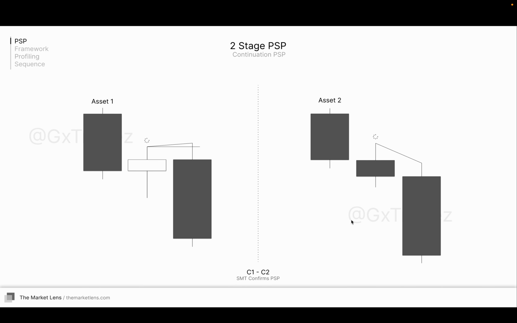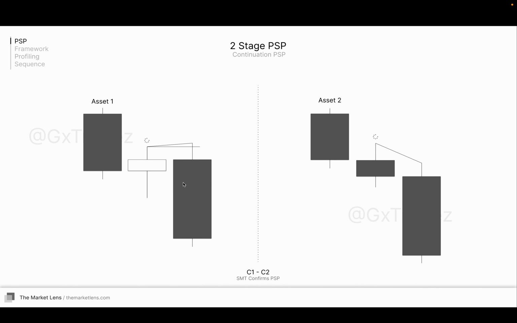It is a continuation PSP. Again, there might be another version or name for this. I just call it continuation PSP. This is essentially where after a true reversal, we expand away. In that expansion, this is where we create this two-stage PSP where one asset creates a swing point or a candle two where the other one does not, right?